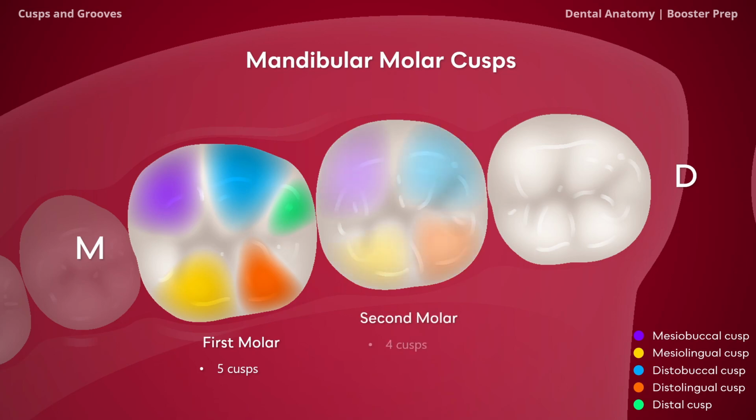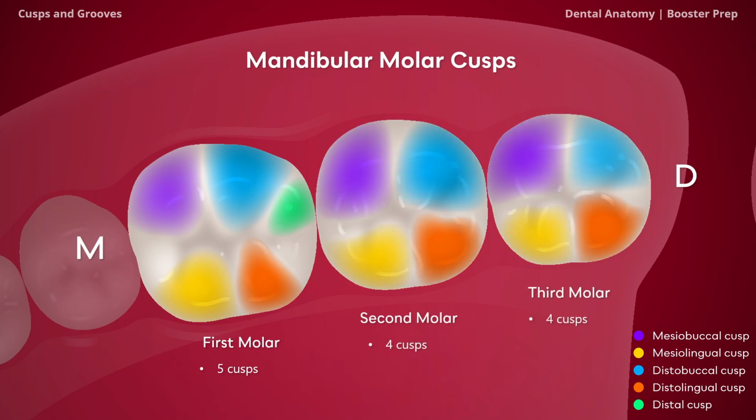Now, both of our second and third mandibular molars only have 4 cusps, and they're going to be missing that distal cusp that we see on the first molar shown in green. Alright, let's move on.